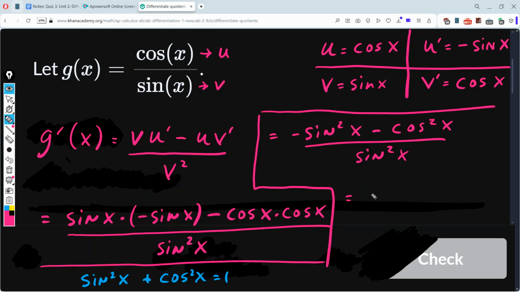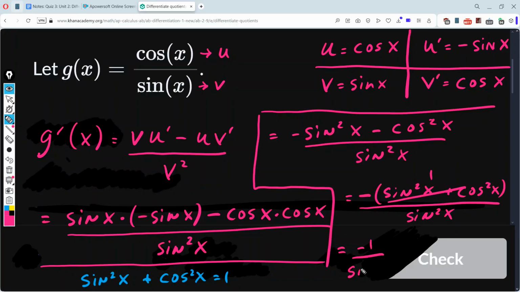Out of these two, we can factor out a negative sign, and it's going to be sine squared of x plus cosine squared of x. And that's over sine squared of x. All right, but we said right here, sine squared plus cosine squared is 1. We can cancel that out and write 1. So it's negative 1 over sine squared of x.